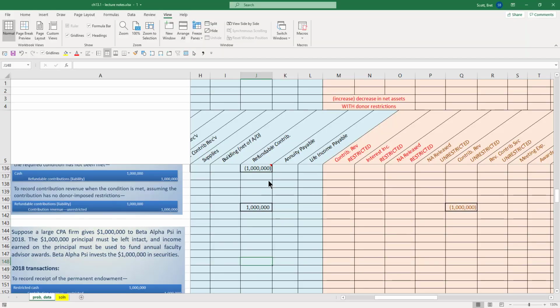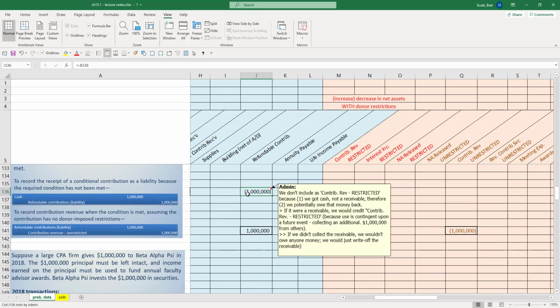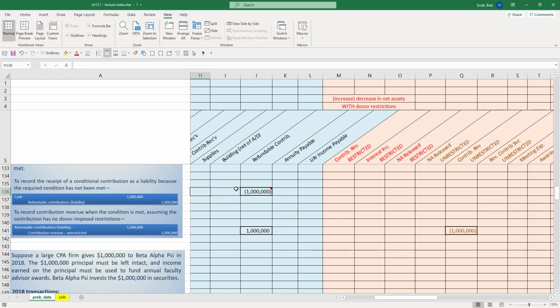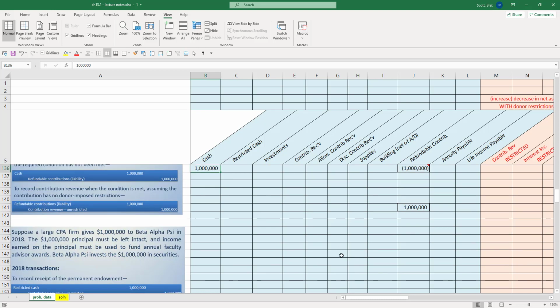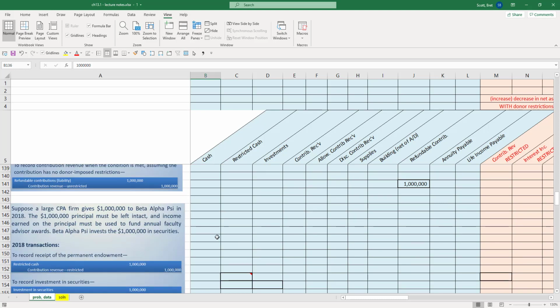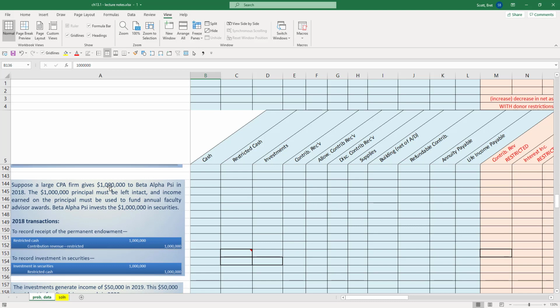All right, so up above, we looked at a situation where someone gave us actual cash and said, hey, if this doubles, then you can keep it. Fine. What's another similar situation? And that one is what we're going to talk about next down below. Suppose a large CPA firm gives $1 million to Beta Alpha Psi. The $1 million in principal is to be left intact, and the income earned of the principal must be used to fund some type of annual award.